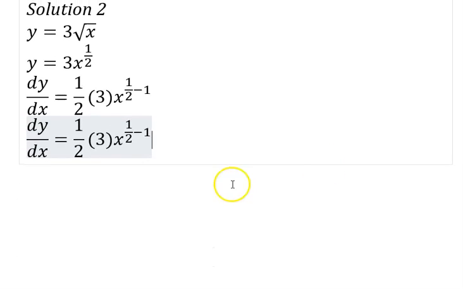So now we have 1 over 2 multiplied by 3. This will still give us 3 over 2. Let's just deal with that once and for all. That means we've been able to multiply this.